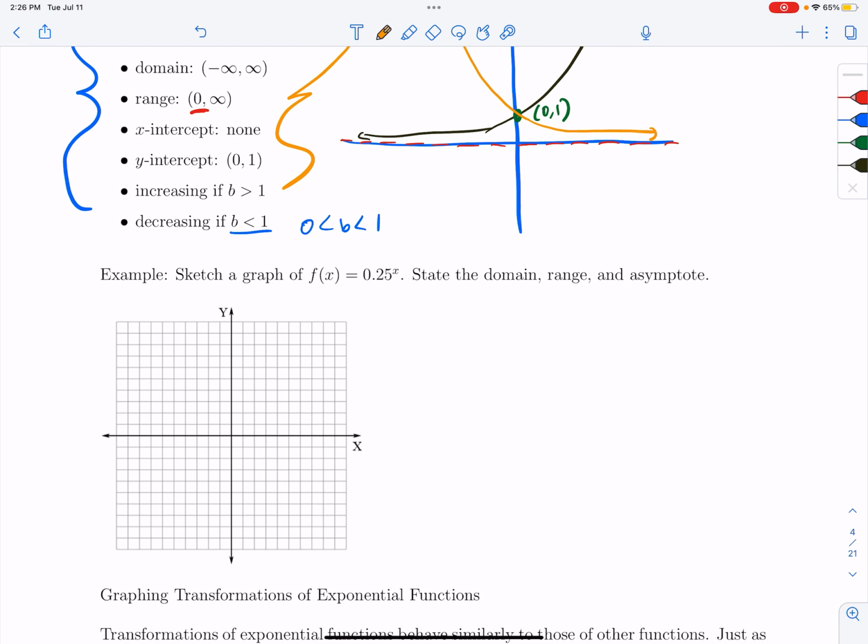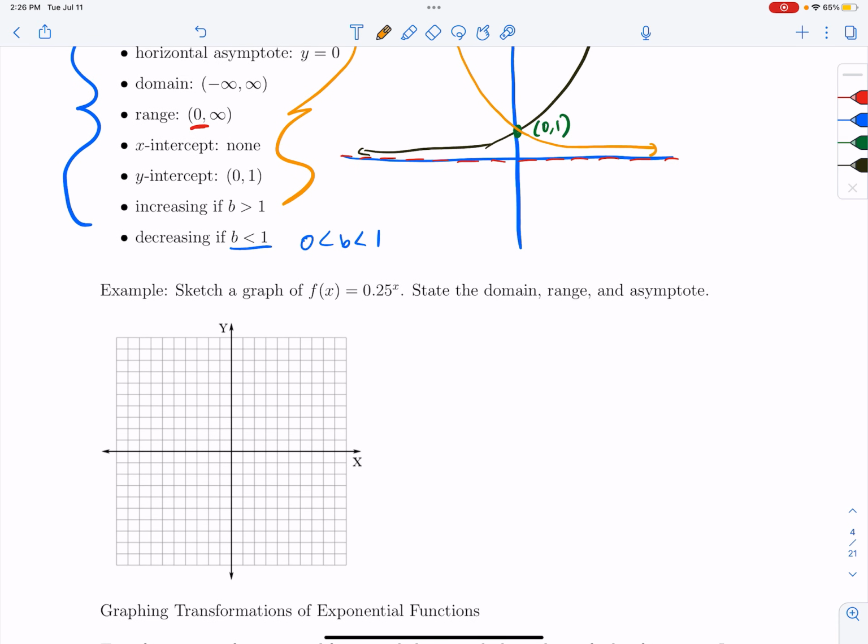So looking at this example, sketch a graph of f of x is equal to 0.25 raised to the x. State the domain, range, and asymptote. Okay, so in this one, our b value is equal to 0.25, and that is less than 1 but greater than 0. So this is going to be a decreasing function, and it's still going to cross at (0, 1). We know that that is our first point, (0, 1). In other words, when I input 0, I get 0.25 to the 0, which is equal to 1.